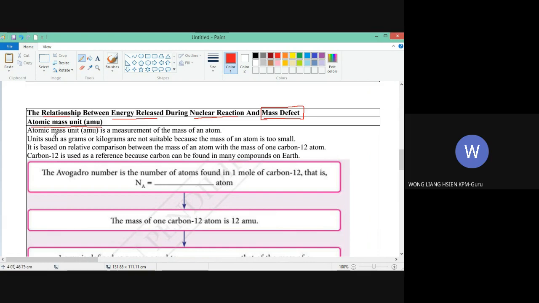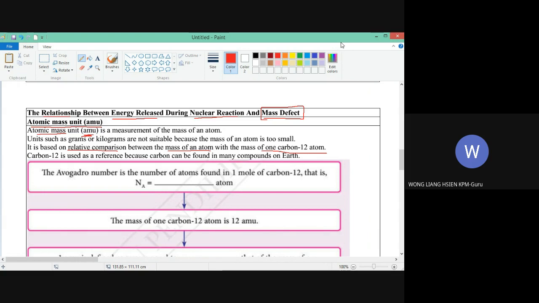So what is atomic mass unit? Atomic mass unit, or AMU in short form, is a measurement of the mass of an atom. Units such as gram or kilogram are not suitable because the mass of an atom is too small. So it is based on a relative comparison between the mass of an atom and the mass of one carbon-12 atom. We use the mass of a carbon atom as a unit of measurement, as a standard, like a ruler.